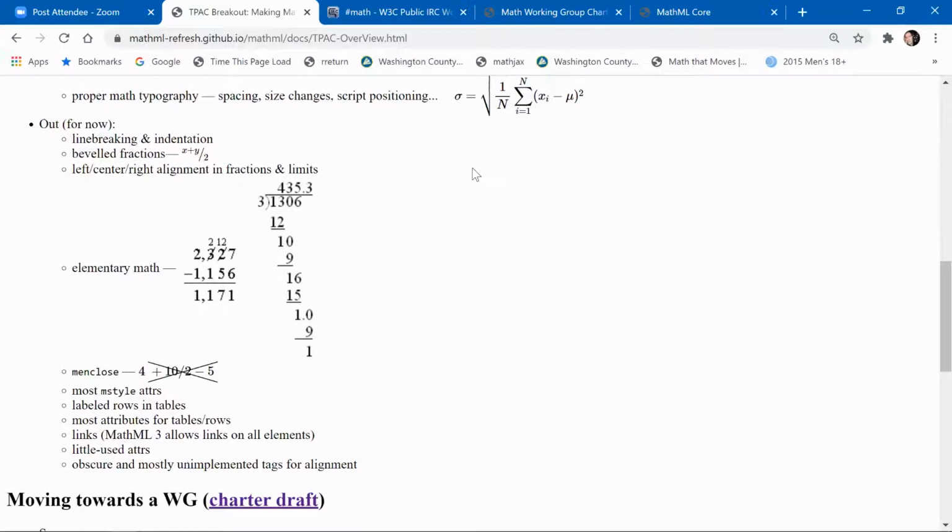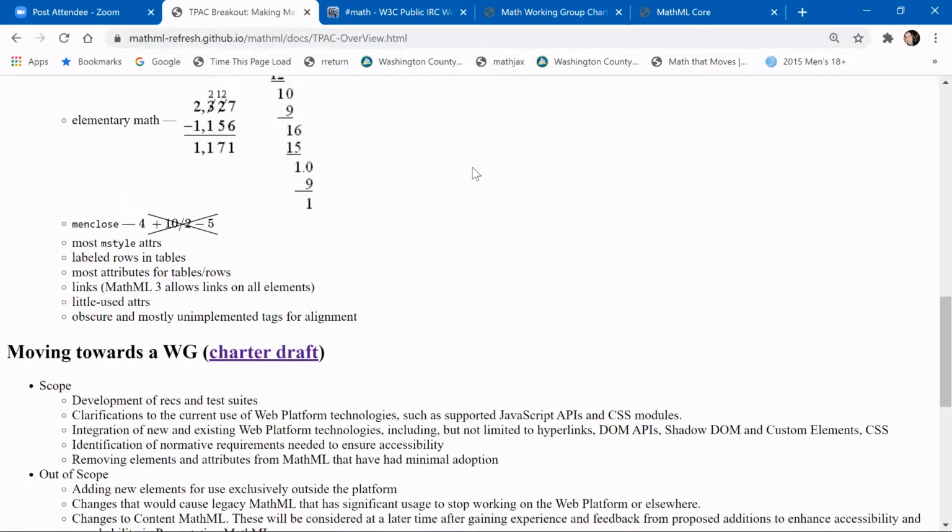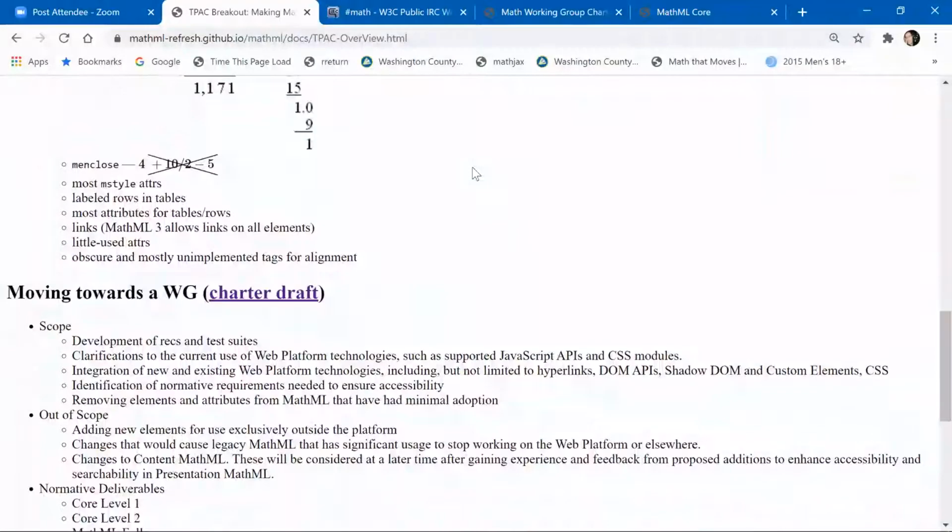Links. MathML 3 said links belong on all elements, but links are problematic, so that's not in core at the moment. A number of little used attributes that were part of MathML 3 are not in core, and also there are some obscure and mostly unimplemented tags for alignment.